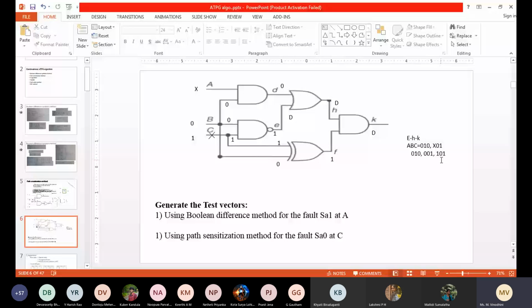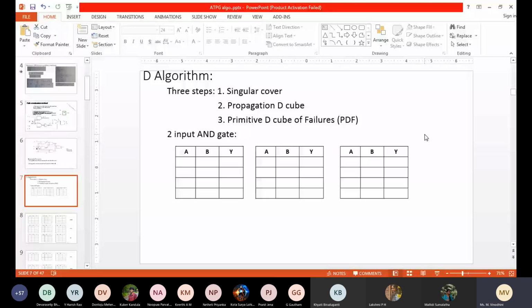So these are the 3 issues with which method? Path sensitization method. Because of that, we move on to the D algorithm. In the D algorithm, there are 3 steps: singular cover, propagation D cube, and primitive D cube of failures. Otherwise, we call it PDF.